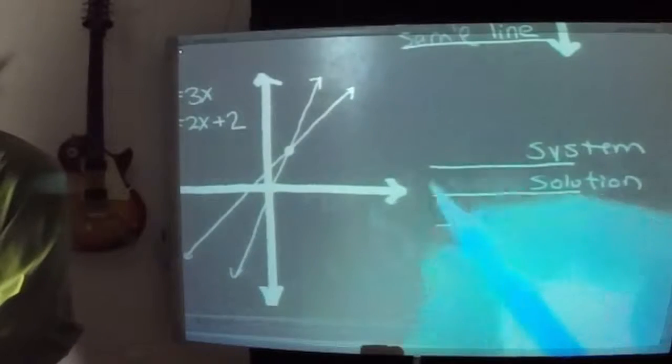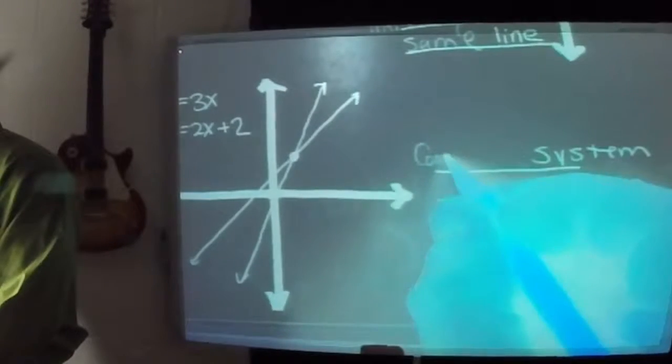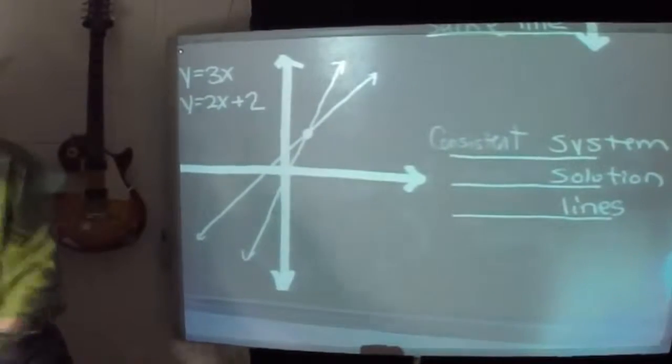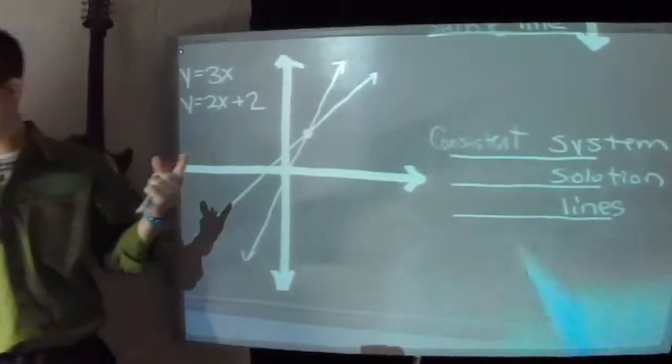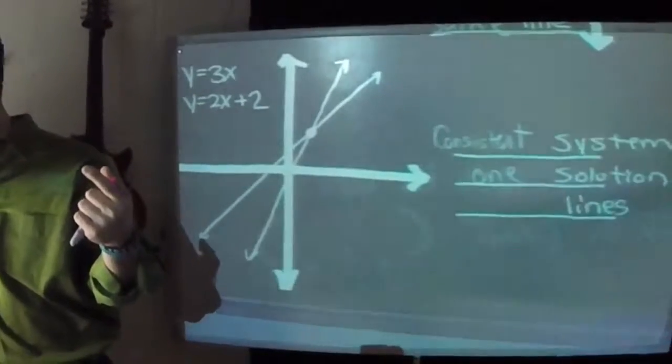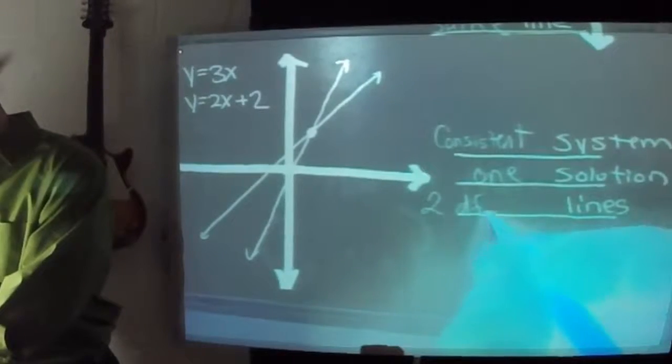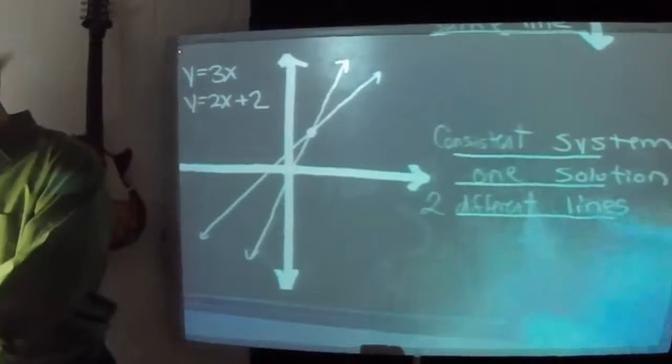And this last one, this is what we normally expect to happen. A regular old consistent system. Consistent system has how many solutions? One. That's when we cross. That's a location. One, that is two different lines.